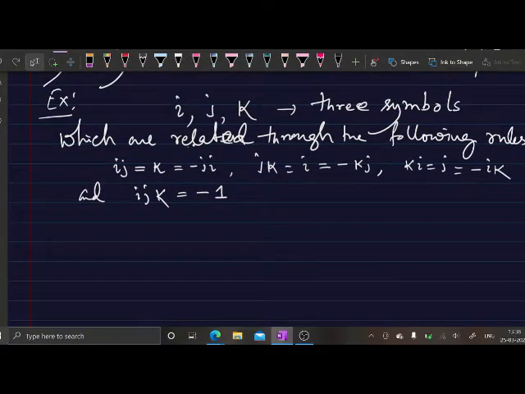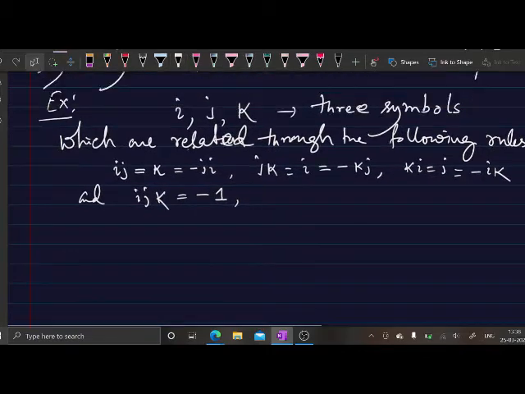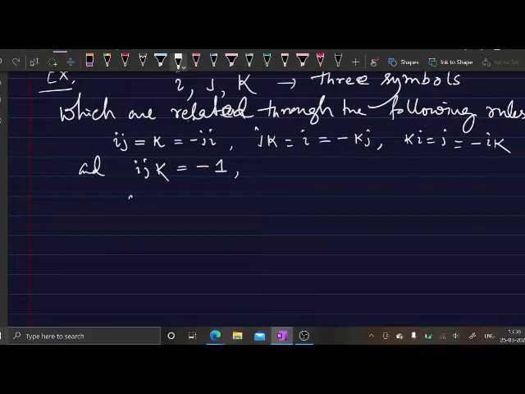Okay, and another set of relations are, if you put i and i together, that will be denoted by i square, it will be minus 1. In a similar way you can define j square, k square. So these are all minus 1.